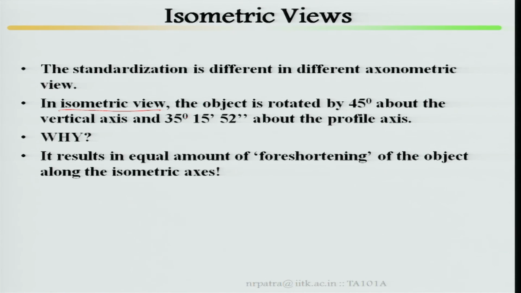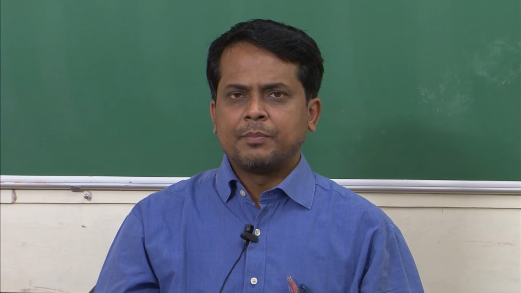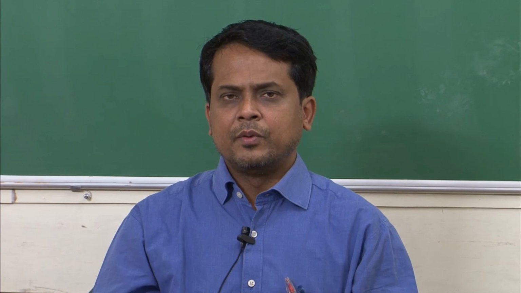So, in summary, in isometric view the object is rotated by 45 degree about the vertical axis, 35 degree 15 minute 52 second about the profile axis, and why? It results in equal amount of foreshortening of the object along the isometric axes. So tomorrow I will start the concept of isometric projection and isometric view, taking one object as an example.